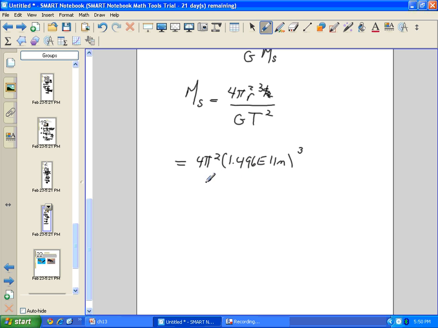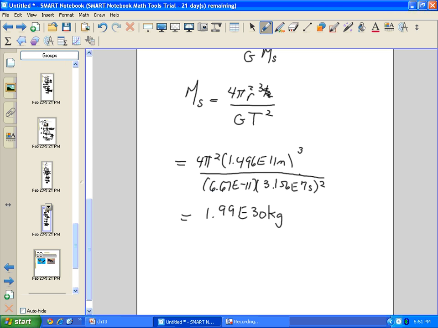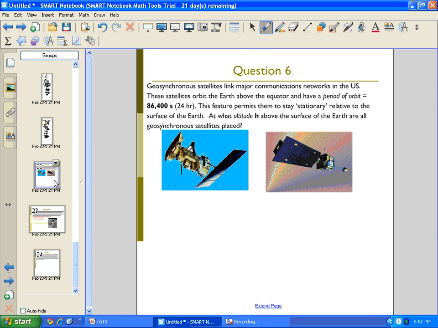4 pi squared times r cubed divided by 6.67 e to the minus 11 times 3.156 e to the 7 seconds, and that gets squared. That gives 1.99 e to the 30 kilograms, and if we check the table in the book, front cover, back cover, for the mass of the sun, in fact, it is correct. Next problem.